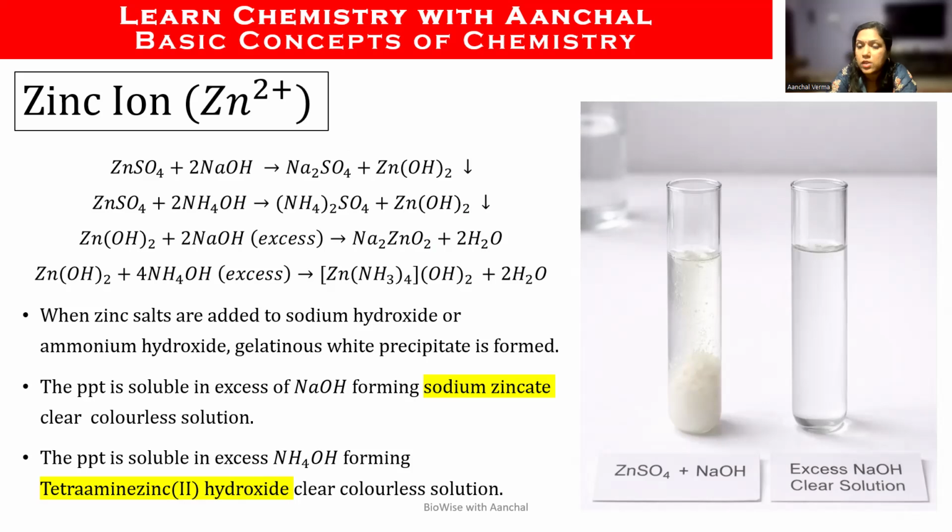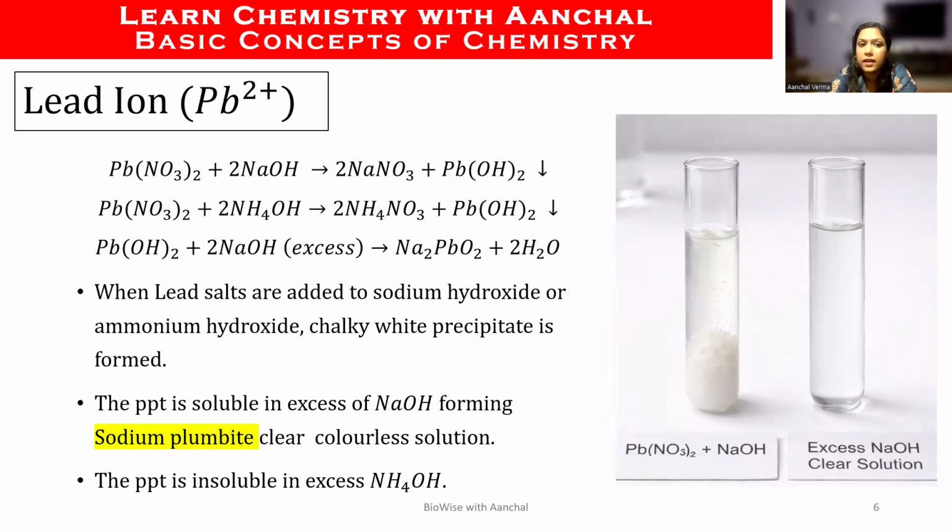So NH4OH or NaOH, both, if you use them in excess, dissolve the gelatinous precipitate present. Okay, so this is how you can differentiate zinc from the other metals, because here both are dissolving completely. Moving to the next is the lead ion, or here Pb2+.